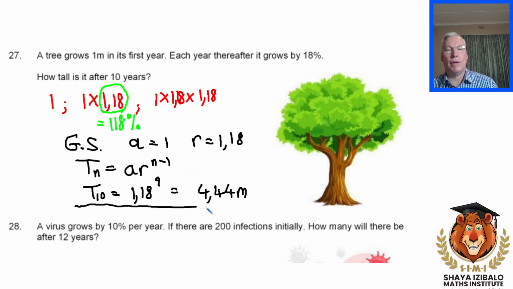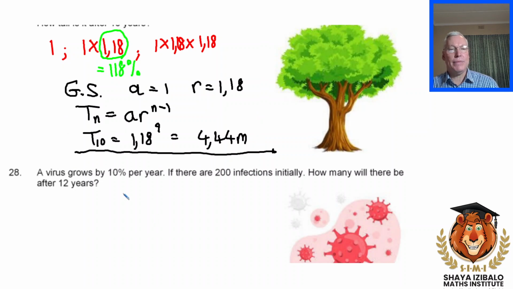Okay, the next one's not dissimilar at all. A virus grows by 10% per year. So initially there's 200 infections. That's right now. But after 1 year, there'll be 200 times 1,1. That's 110%. This number over here is 110%. So we're growing it by 10%. We've got the 100%, which was the original, and then an extra 10%.